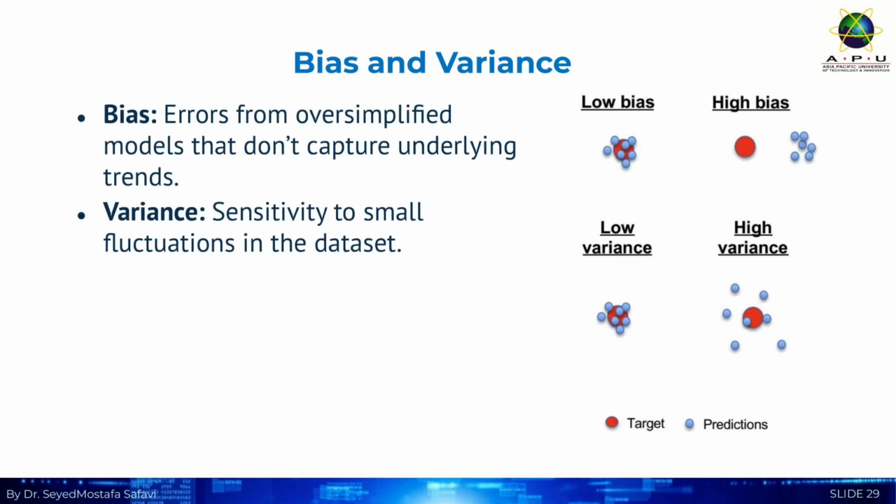Let's define the terms more clearly using an archery analogy. Bias, this is the error from using an oversimplified model. Underfitting. Imagine an arrow that consistently misses the bullseye in the same spot. It's systematically wrong. Variance, this is the model's sensitivity to small fluctuations in the training data. Overfitting. Imagine an arrow that is all over the target. It's inconsistent and overreacting to minor differences in the training data.